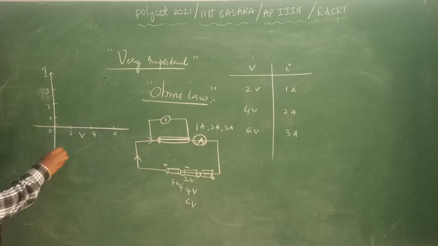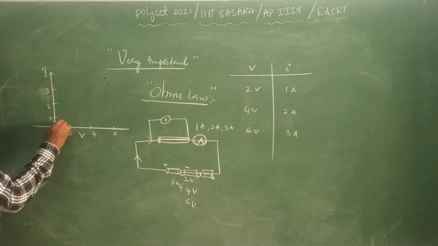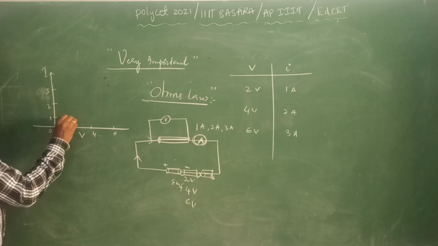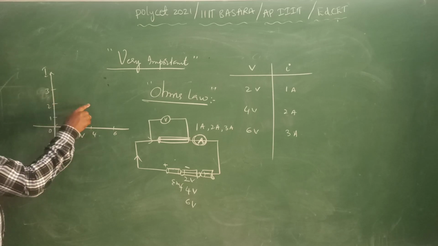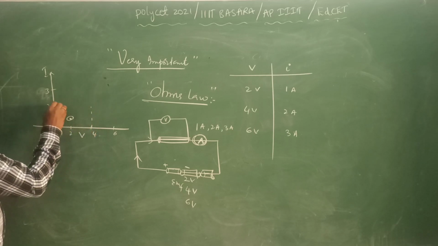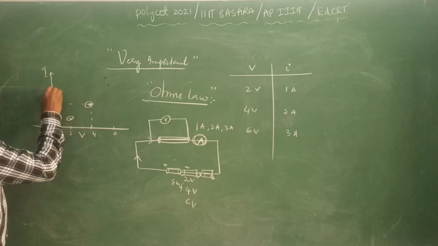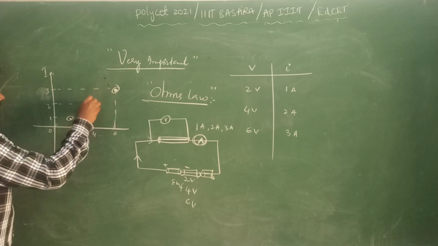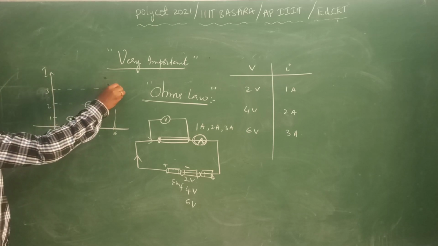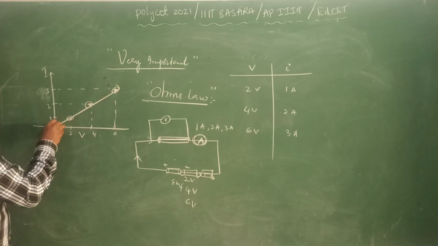Now let me mark, when 2 volts potential difference is there, current is 1 ampere. This is the point, 2 volts 1 ampere. Next, 4 volts 2 amperes. This is the point. At 6 volts 3 amperes, this is the point. So 3 points. If you join these 3 points, you are going to get a straight line. So this is a straight line variation.